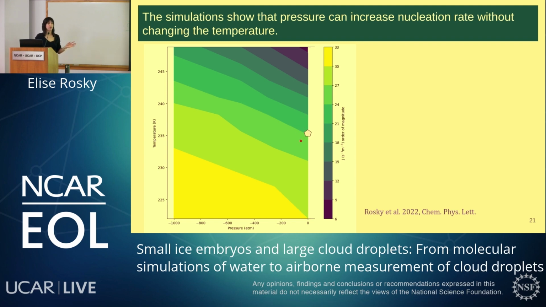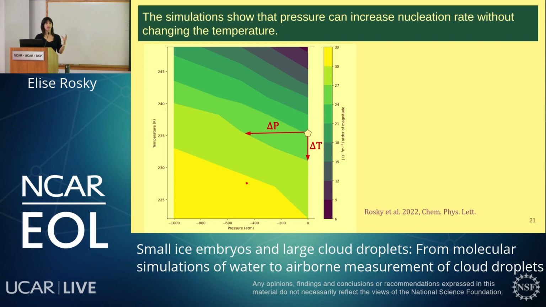So usually if we wanted to increase the nucleation rate, we would decrease the temperature, and then we would have a 3 orders of magnitude increase in the nucleation rate. But we could also stay at the same temperature and decrease the pressure instead, and we will reach the same magnitude of increase in the nucleation rate.